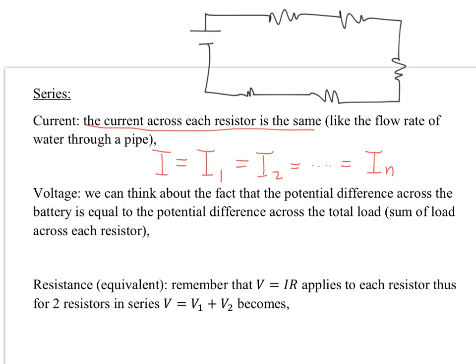Can somebody explain that notation, please? What am I getting at, Theo? That everything is equal. And what does the N stand for, Theo? Or why am I saying I_N at the end? Infinite, because it can be as many resistors as you have.